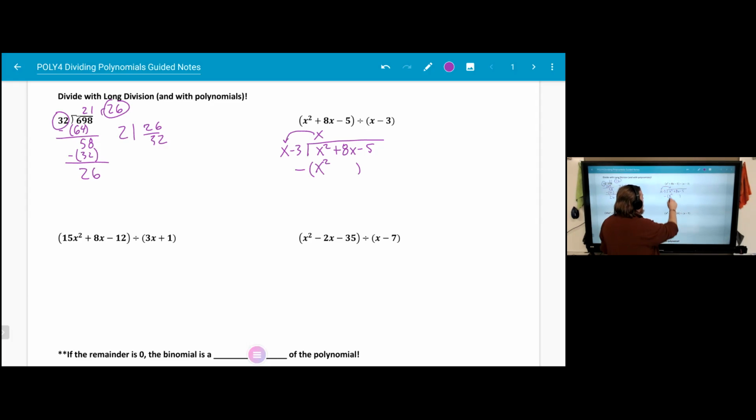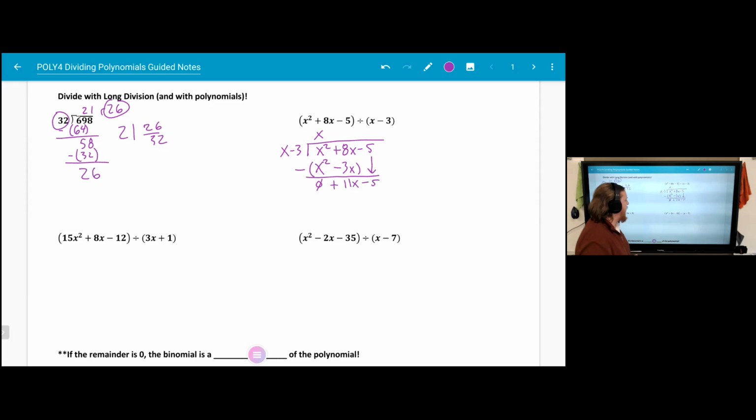I also have to multiply this by the -3. So this is x squared minus 3x. So x squared minus x squared is 0. X minus -3x is plus 11x. I'm going to drop down the -5 just like I would do normally.